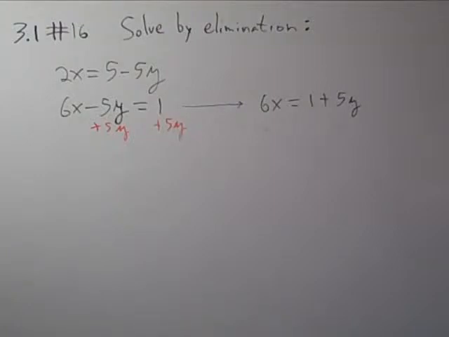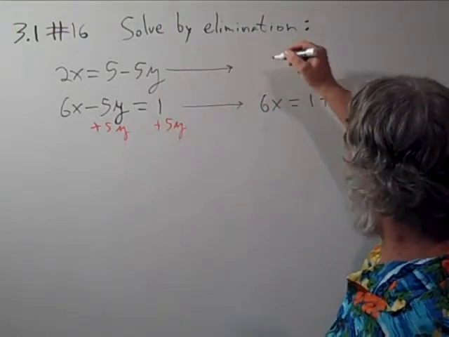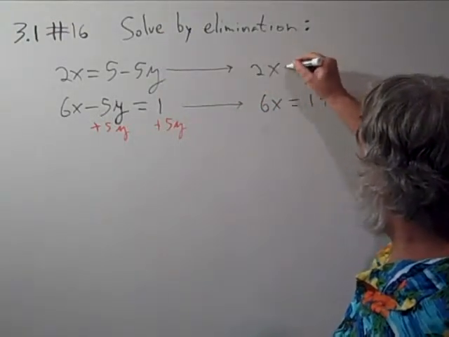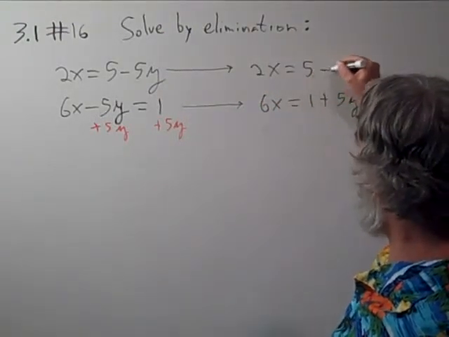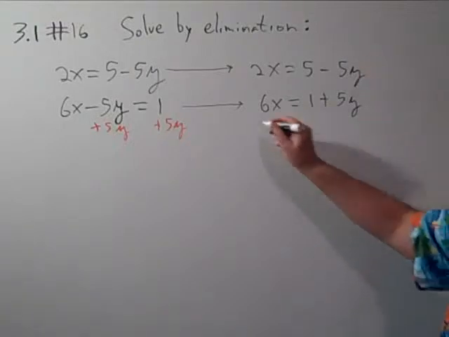And to see why on earth I did that, just look at the first equation. I'm just going to copy it right over here. 2x is equal to 5 minus 5y. And I noticed that by simply moving this negative 5y to the other side, things lined up nicely with the first equation, and even better, the y's cancel out if we simply add these two equations together.